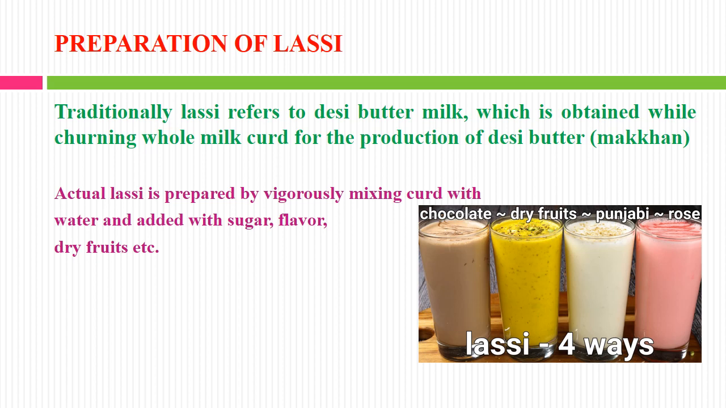At that time the fat is removed, which is called makhan, and the remaining part is called buttermilk or lassi. But actual lassi is prepared from the whole curd. The curd is mixed with water and a suitable amount of sugar, flavor and dry fruits, maybe sometimes a little bit of ice, and everything is vigorously mixed using an agitator or mixie, and then we get a special drink that is called lassi.